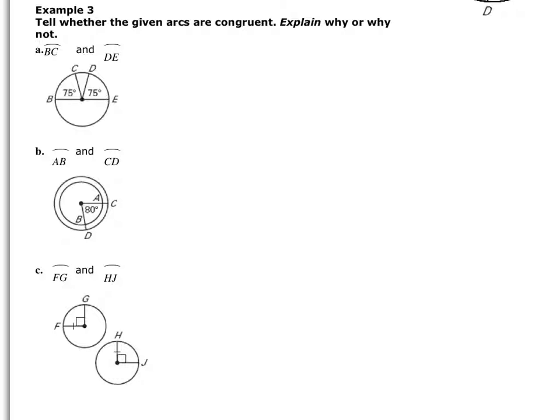All right, in B, we have arc AB, which is right here. And we say, all right, what is the measure of the central angle? Well, it is 80 degrees. And if we look at arc CD, well, it's the same thing. These are 2 arcs that share the same central angle. So this one's also 80 degrees. So yes, they are congruent.